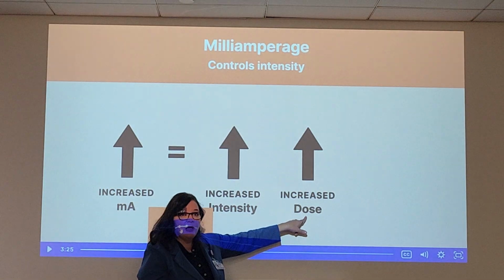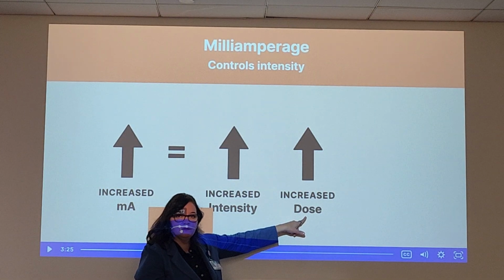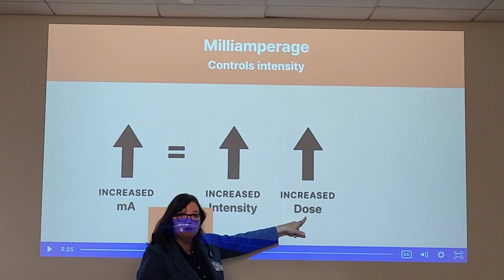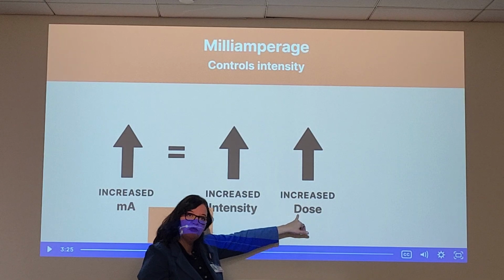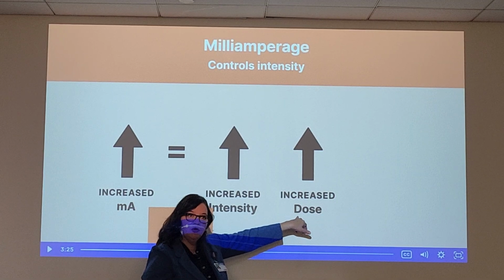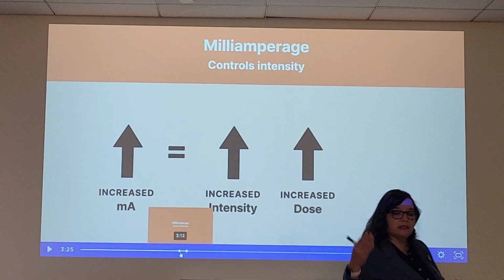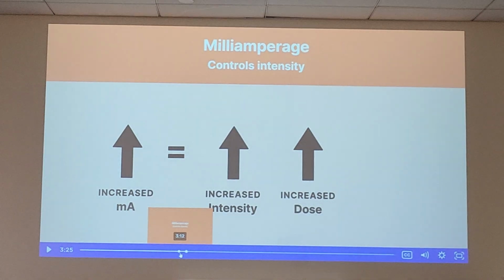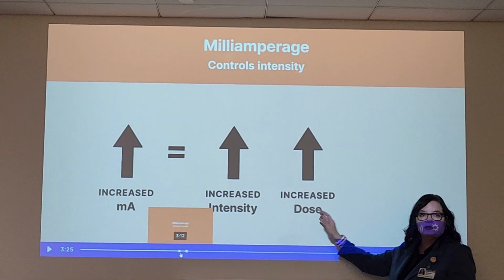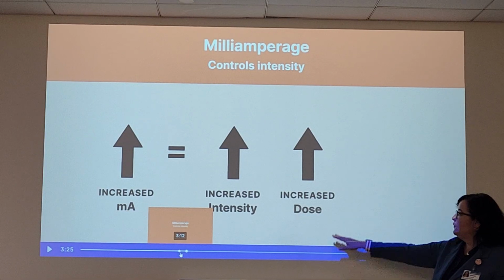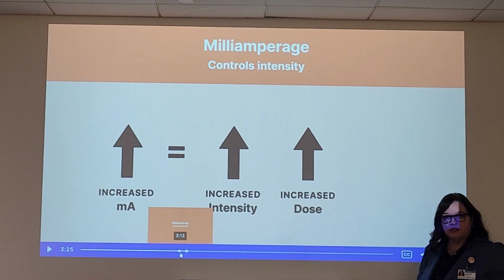The reason why we don't keep it all high is that the lower the MA, the lower the dose. The higher the MA, the higher the dose. We already have a high dose as compared to X-ray. CT is always going to be compared to static imaging X-ray because of the amount of rotation time, the continuous scanning time. So we have to take into consideration lowering our MA so that we can try to minimize patient dose.